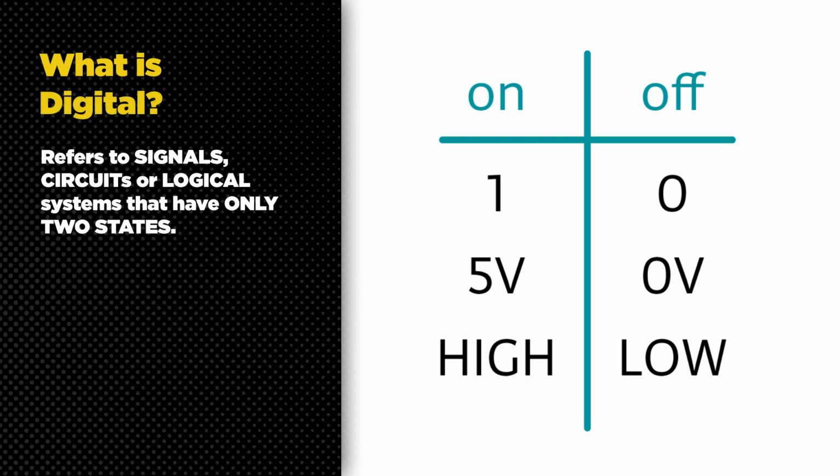When we refer to digital and the Arduino, we are talking about components that have only two states. When we use the digitalWrite function in our programming, we set a pin to either HIGH or LOW. We could also use the values 1 or 0, and true or false. In all cases, there are only two states. This is digital.